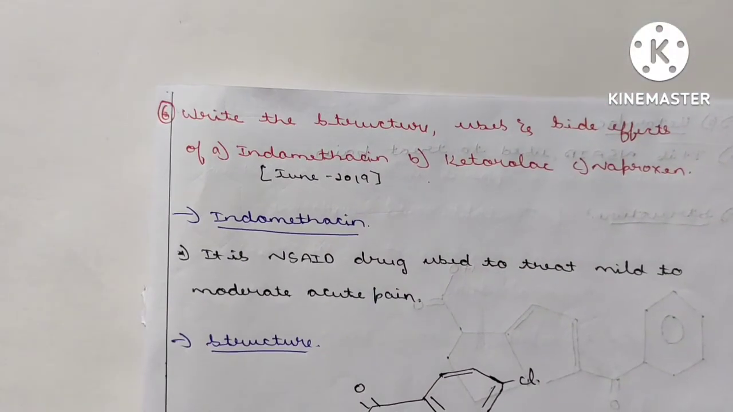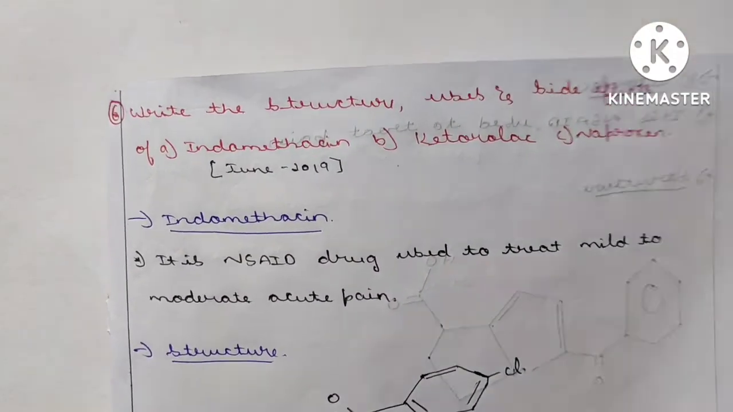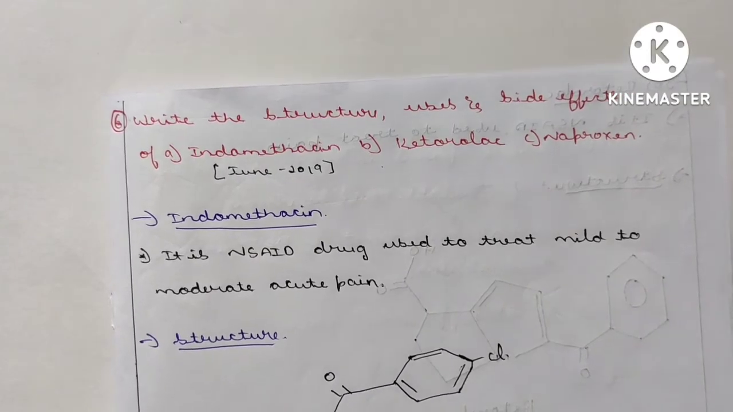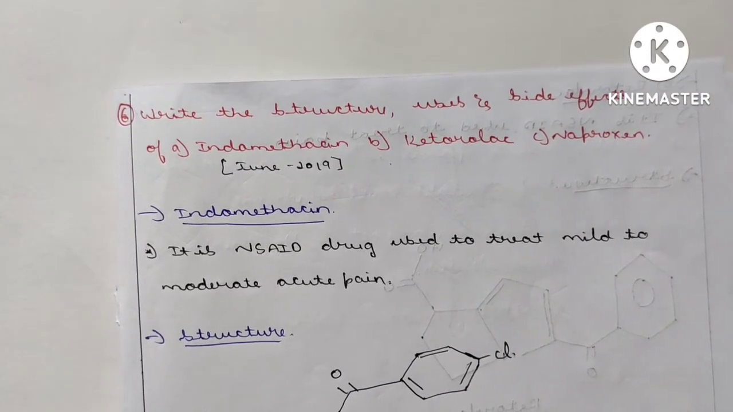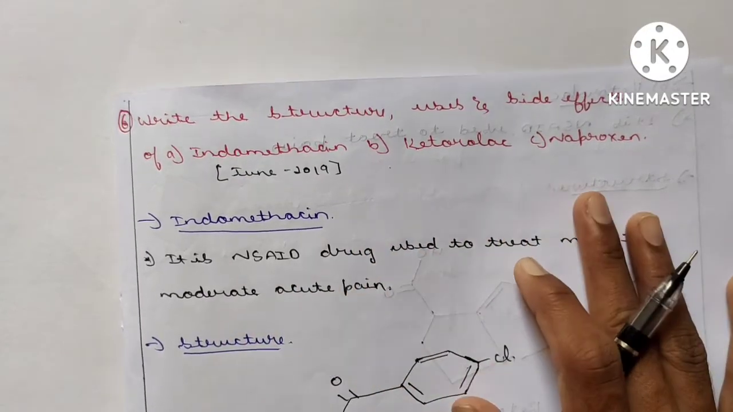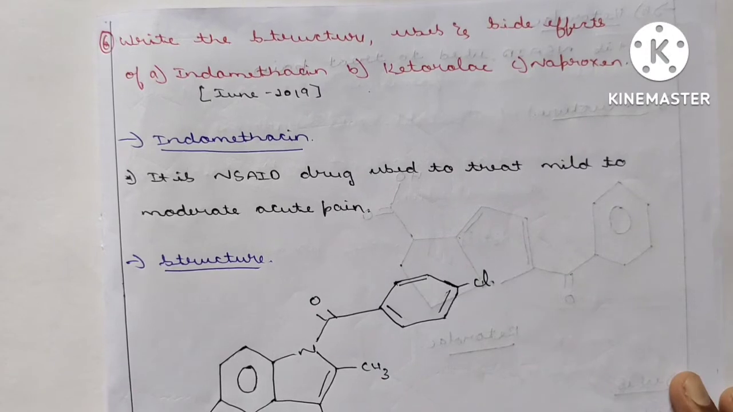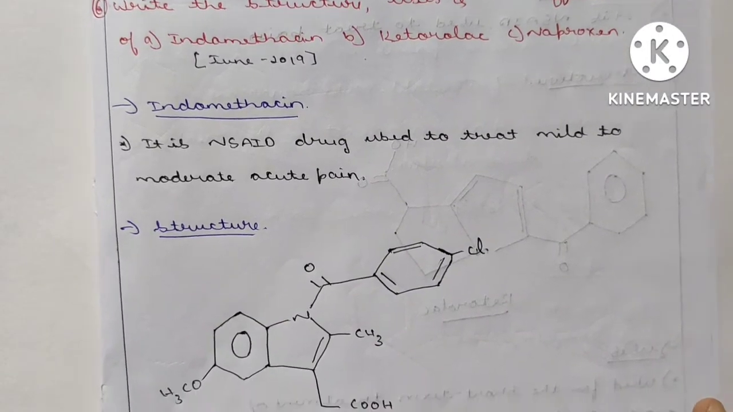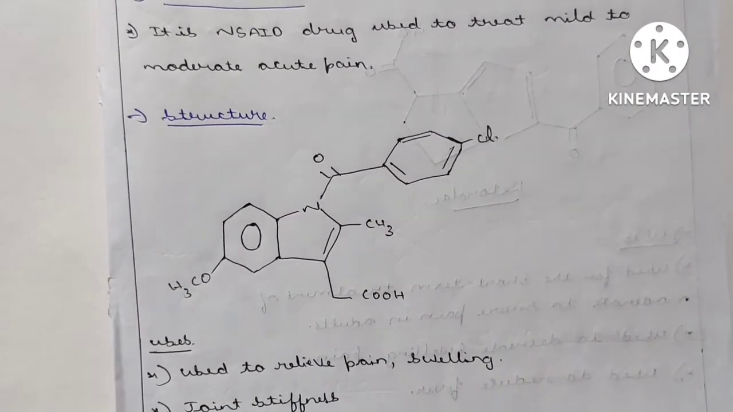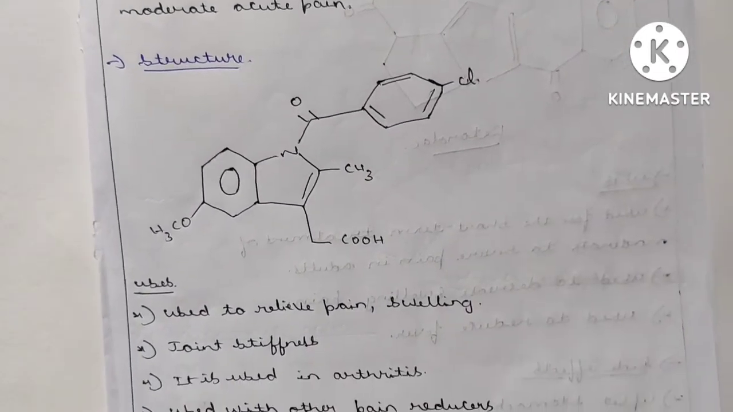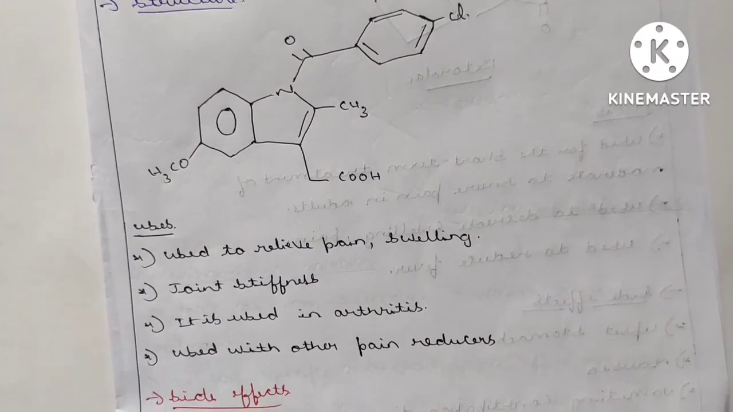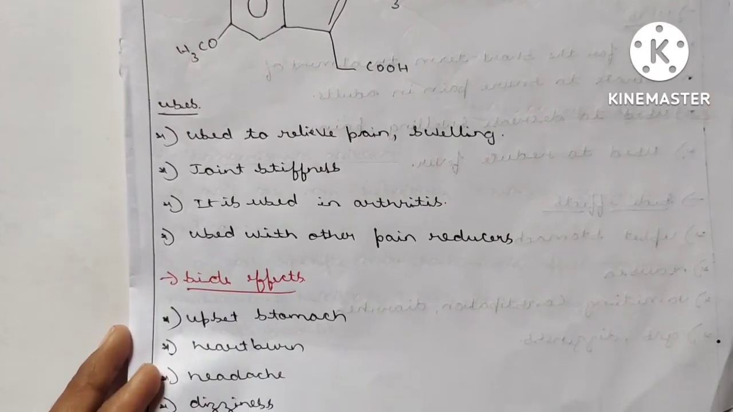Okay, see. Next question, our sixth question. Write the structure, uses and side effects of indomethacin, ketorolac and naproxen. Three drugs we have been given here, no? These are all NSAIDs. Indomethacin is an NSAID used to treat mild to moderate pain. See, this is the structure of indomethacin. It is used to relieve pain, swelling and joint stiffness, used in arthritis, and used with other pain reducers. Then side effects: upset stomach, heartburn, headache and dizziness. These are some common side effects.